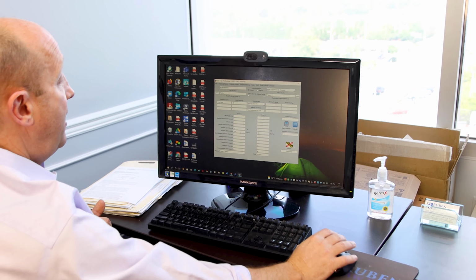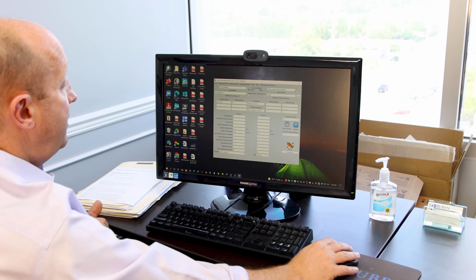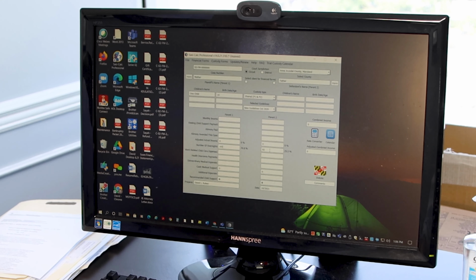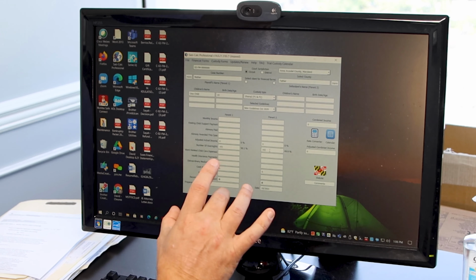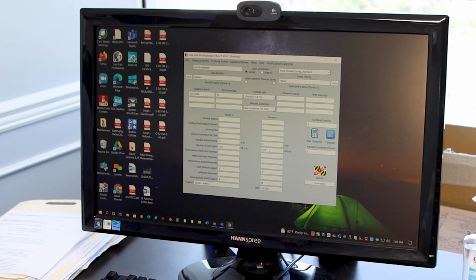As I move down here, it says number of overnights. 273 overnights with one parent, 92 for the other. If it was true 50-50, it would be 183 overnights with one parent, 182 nights with the other. So you put in how many overnights, and depending on that, the amount of child support that the non-custodial parent is going to pay is going to fluctuate.